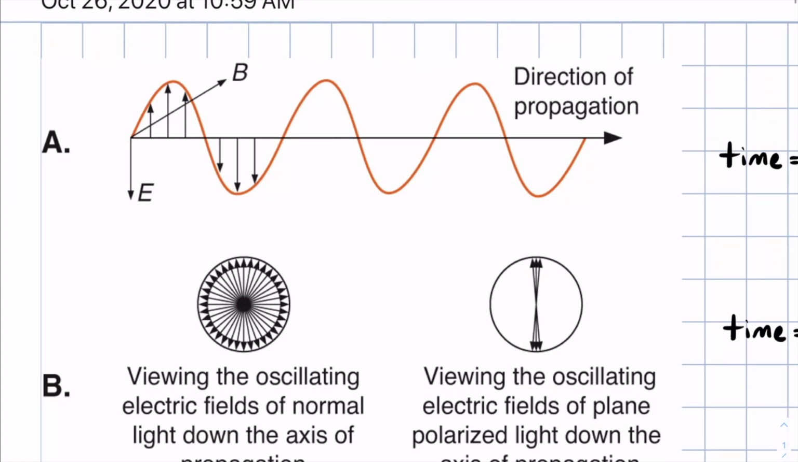You pass them through a polarizing filter, and anything that's not oscillating in the correct direction gets filtered out, which is why if you look through polarizing filters, they're a little bit dimmer than regular light.